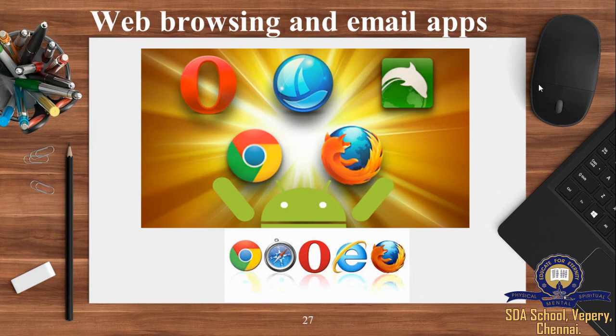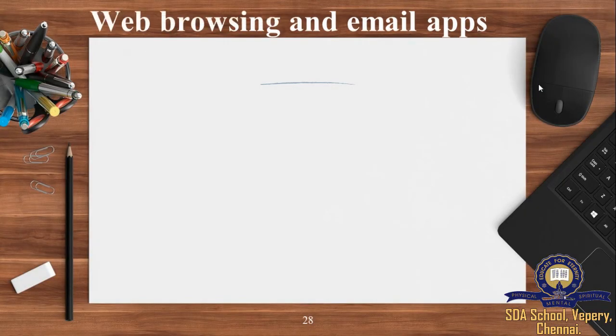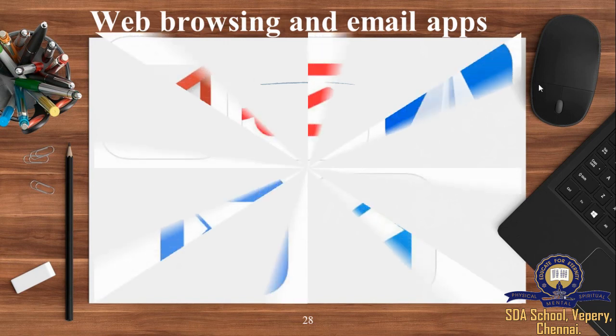So that's why we have different types of web browsers and email applications for you. The most popular web browsers are Internet Explorer, Google Chrome and Firefox. Few may use Opera also and few may use Safari also, right? These web browsers are very important for you all to be installed in your mobile phone or system. Now you know web browsers. Now I'll show you email apps.